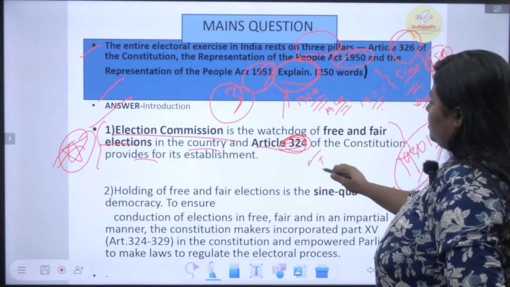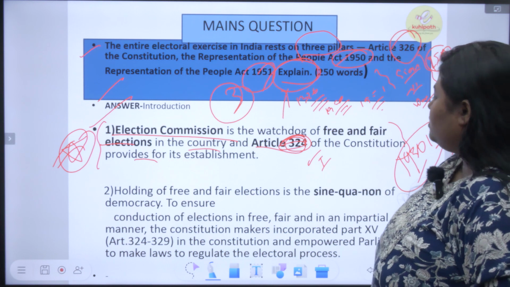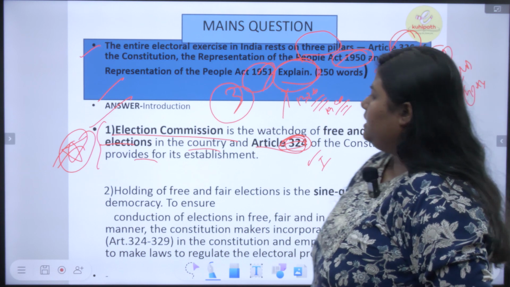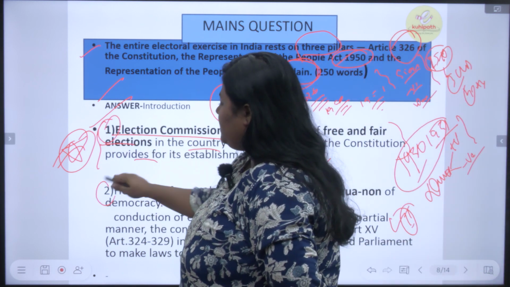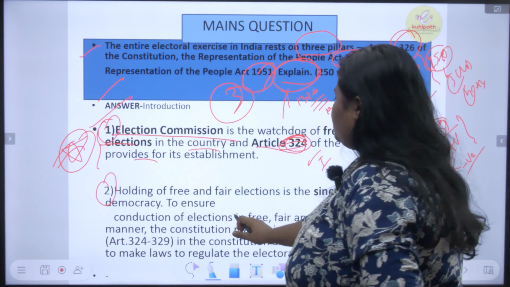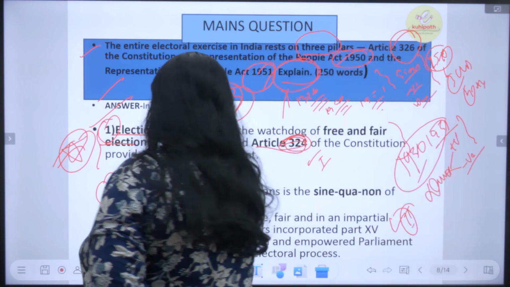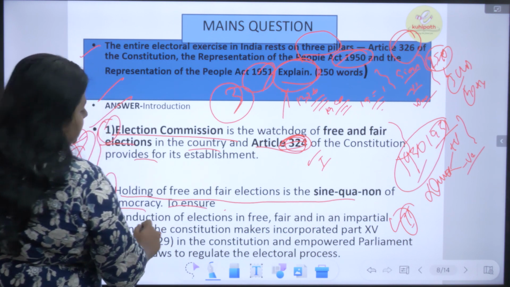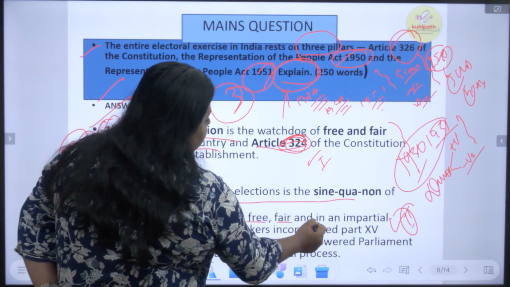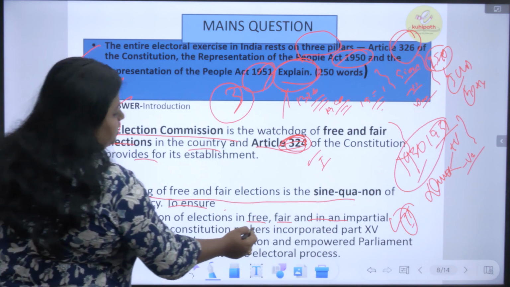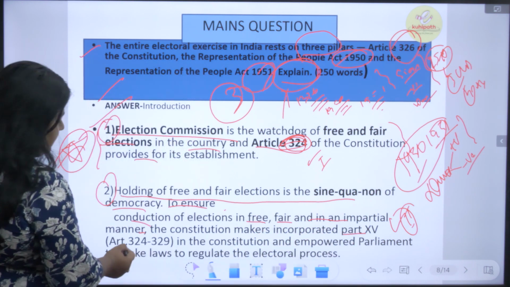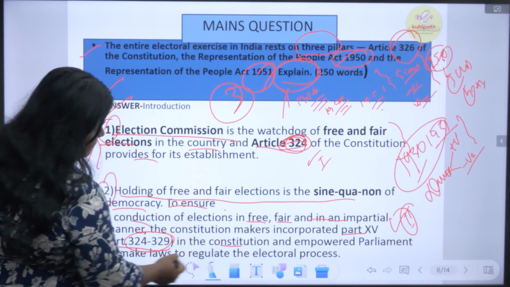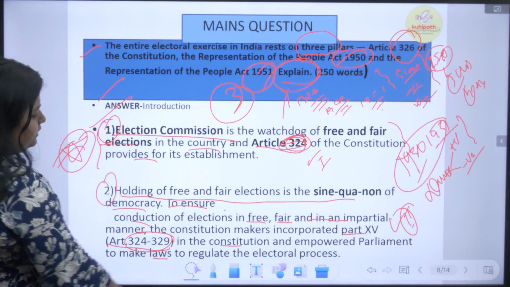This is one option you can use, or you can also write this as your introduction, which I have given. Then you can choose either this part or this part to be written in the introduction. Okay, so here: holding of free and fair elections is the sine qua non of democracy. To ensure conduct of elections in a free, fair and impartial manner, the constitution makers incorporated Part 15, Articles 324 to 329 in the constitution and empowered Parliament to make laws to regulate the electoral process.